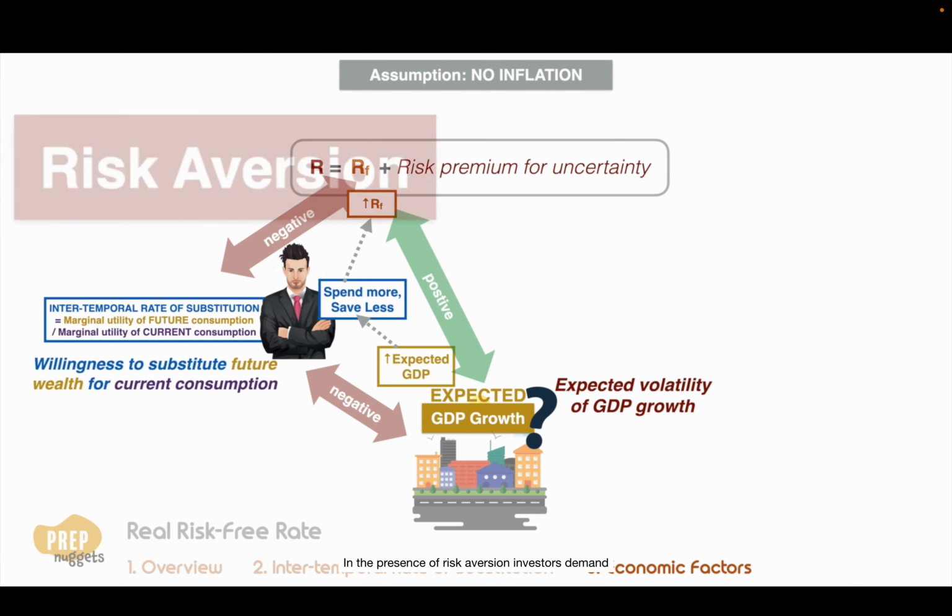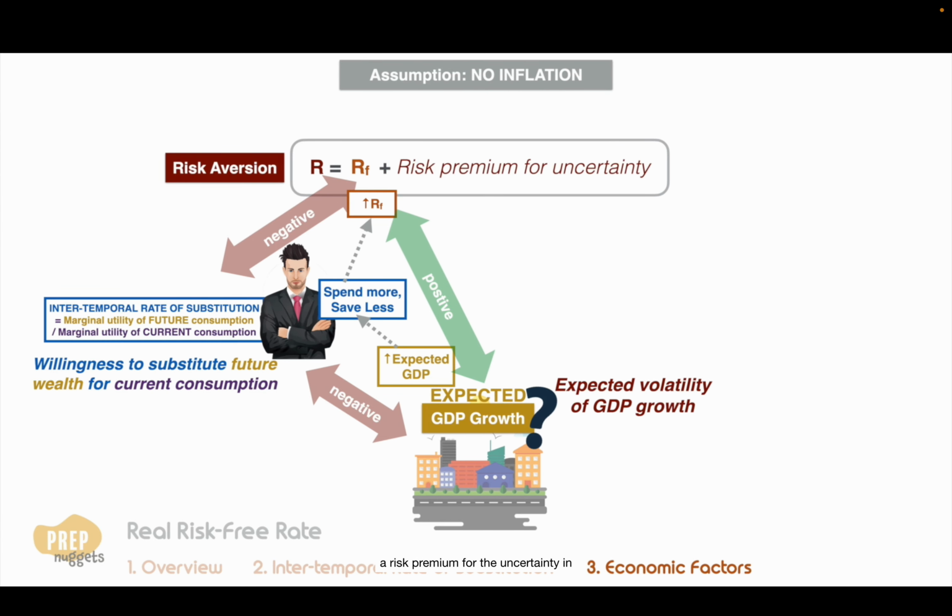In the presence of risk aversion, investors demand a risk premium for the uncertainty in cash flows, which is positively related to the volatility of real GDP growth. All these are made under the assumption of no inflation. In the next lesson, we'll lift this assumption as we move on to study the nominal risk-free rate.